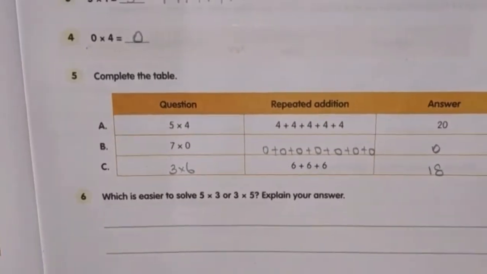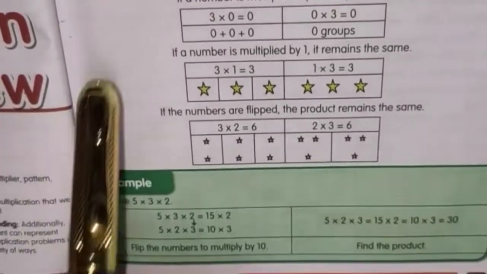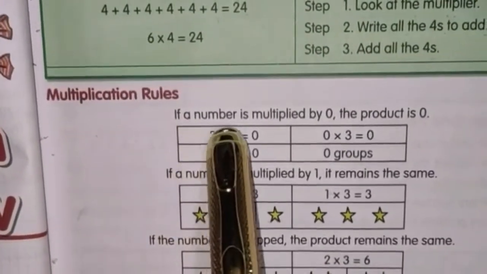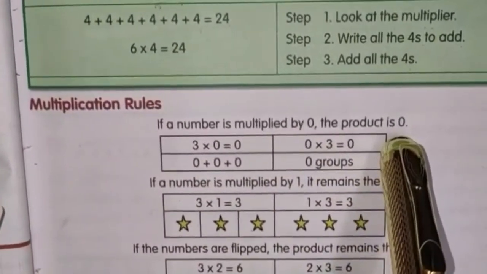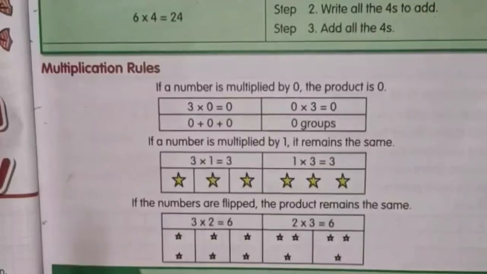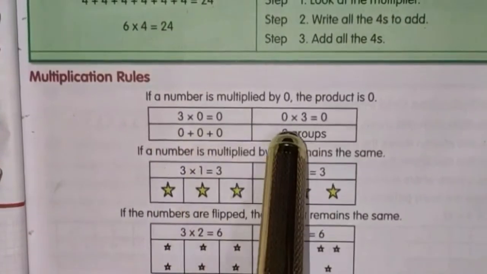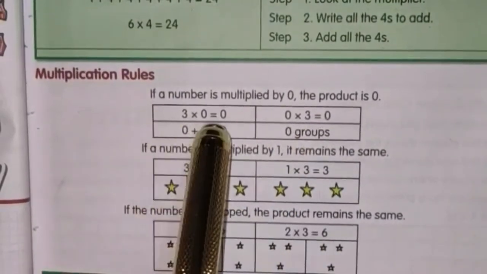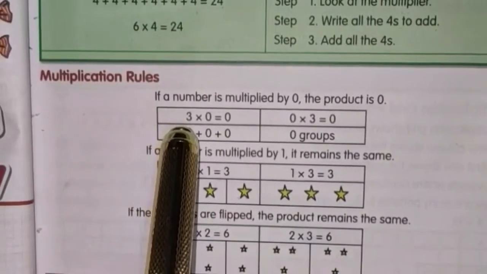And now all of you open your Maths books. Children, open page number 51. Multiplication rules. So here, if a number is multiplied by 0, the product is 0. So any number, if you multiply by 0, you will get the answer 0. 3 into 0 is equals to 0. 0 into 3 is equals to 0. So children, you can see here 0 is a multiplicand and here it is multiplier.